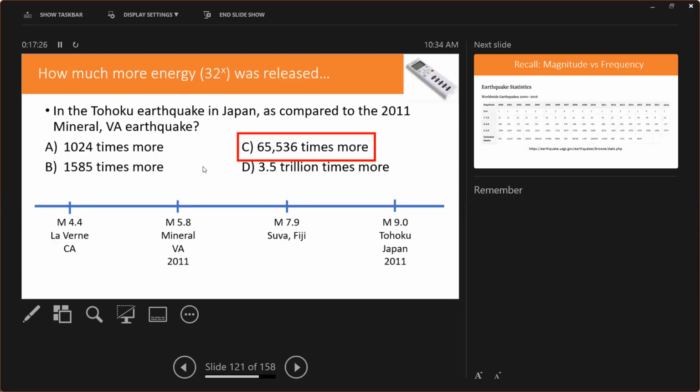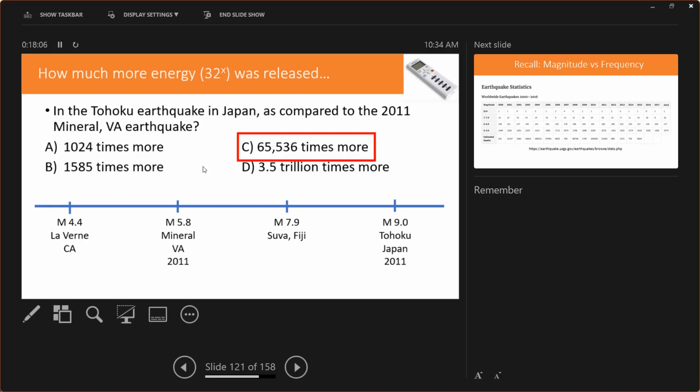Yeah. Okay. So you have Tohoku. The Tohoku earthquake is a magnitude 9. Since we're calculating energy, not displacement, we're going to use 32 raised to the power of the magnitude. So 32, whenever we're using 32, that's what we're talking about energy released. So 32 to the power of 9, and then we're going to divide that by 32 raised to the power of the magnitude of the mineral earthquake, 5.8. So if we divide that, that's how we get 65,000.